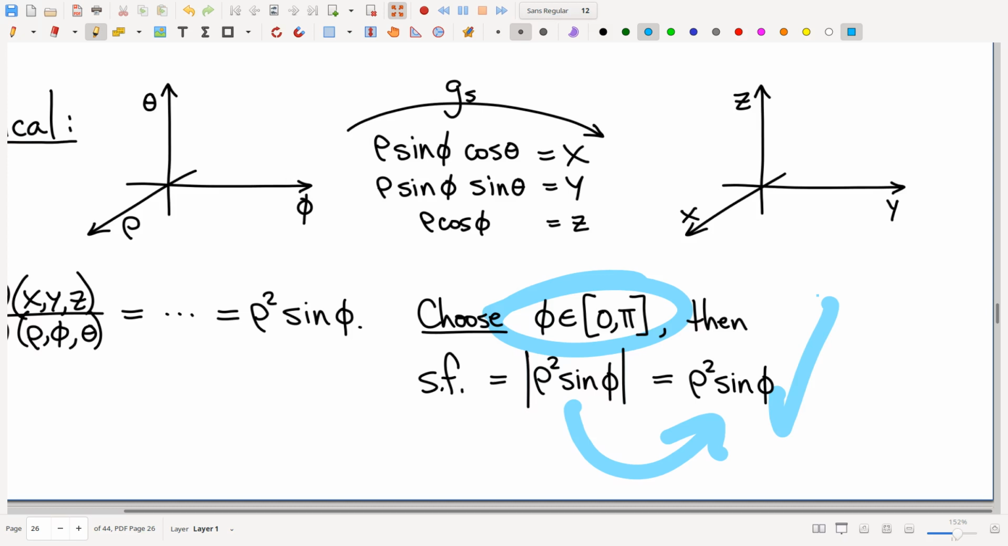Technically, could you do it? You could do it, but you'd have to break up your phi integral into two separate integrals, and then there's really no advantage. Yeah, I would never encourage that.